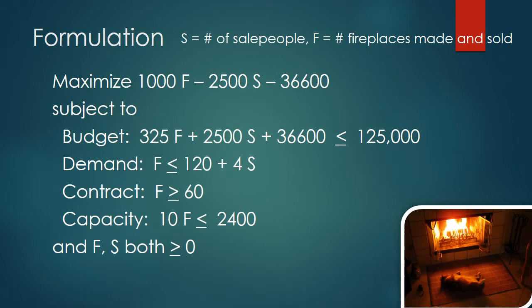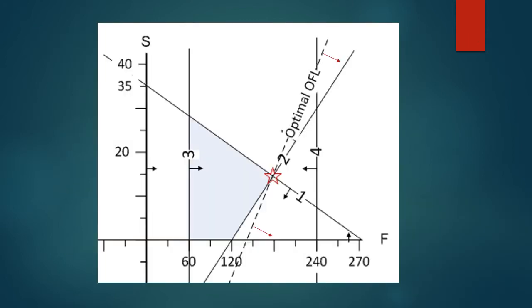We had this problem about making and selling fireplaces and putting some salespeople in the field to increase our sales if we wanted to. Our goal was to maximize profit, and we had four constraints that we had to satisfy. We couldn't spend more money than we had. We couldn't sell more units than there was demand for. We had to make at least 60 fireplaces to satisfy a previous contract, and we couldn't make more fireplaces than our factory could handle. We approached this with a graphical approach of drawing a picture.